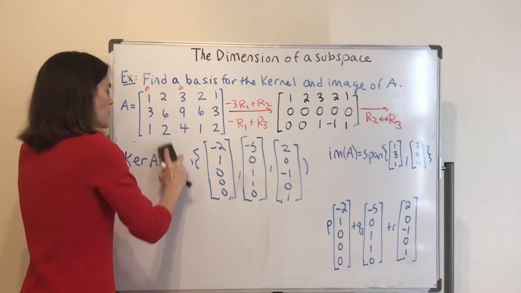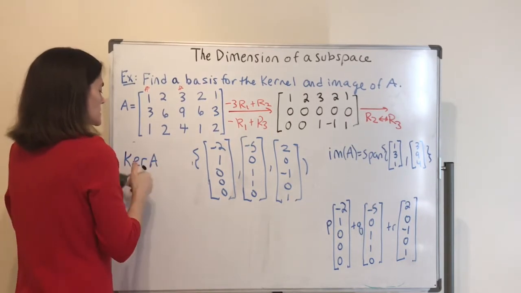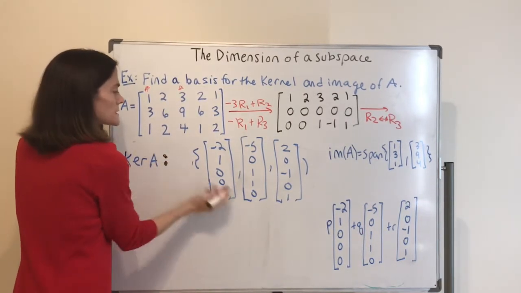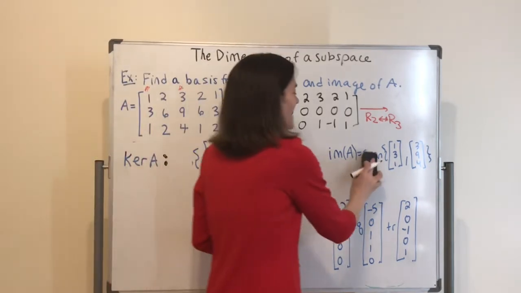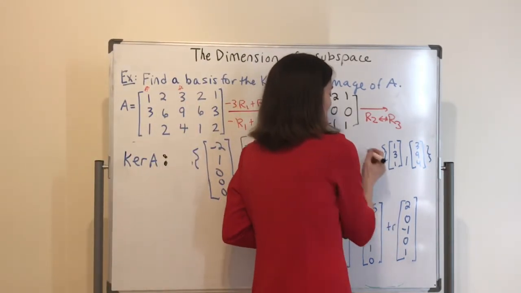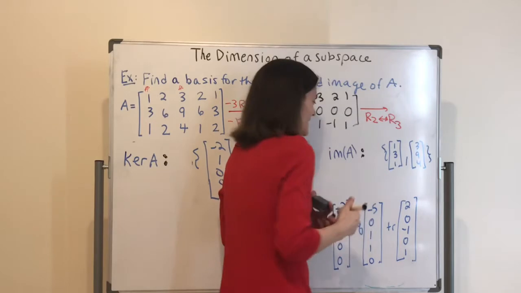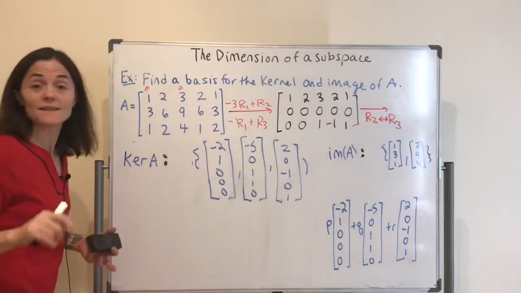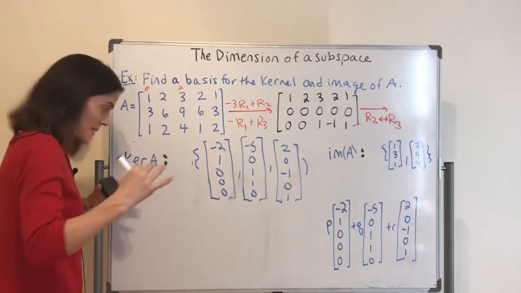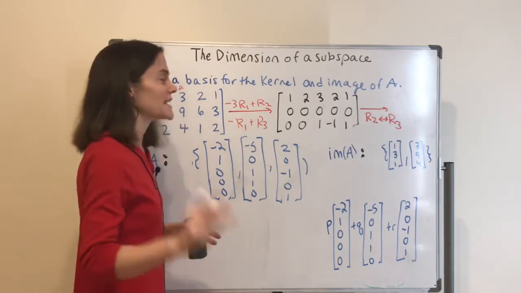I'll just take this part off and just do this. Kernel A, do this. This is the basis. And the image of A, like this. This is the basis. That way, I'm making it clear that it's more than just spans, that it's the basis, which means it spans and it's linearly independent.